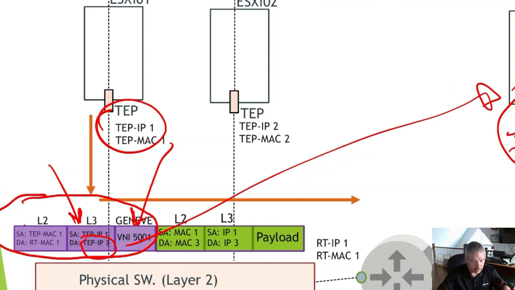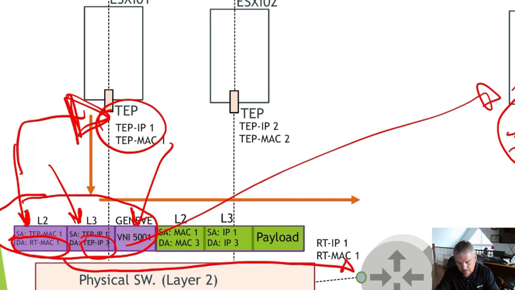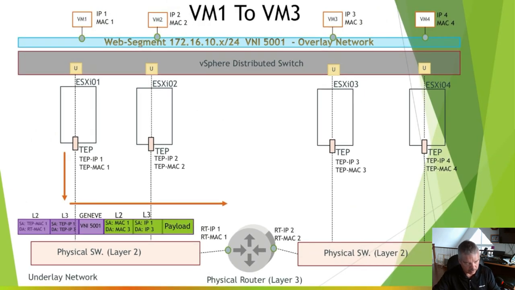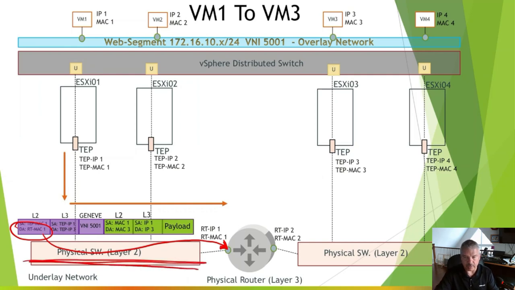Now notice the source MAC, this is the layer 2 of the Geneve. The source MAC is TEP MAC 1, that's this guy right here. The destination MAC is RT MAC 1, the router interface. This destination MAC is this router's interface right here, because this is a layer 2 segment on this side and a different layer 2 segment on this side. So I have two different subnets with this router between them, and it's going to pass through the router.